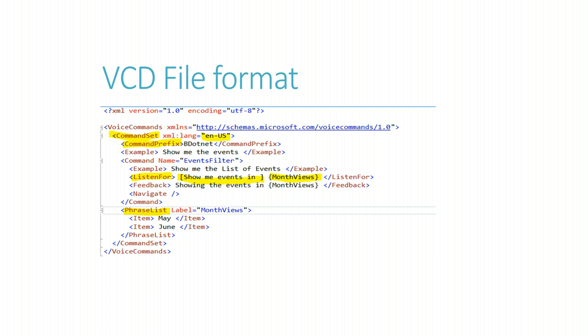The other important tag is the feedback. This tag denotes what the system should say back to the user when the command is recognized. For example, when I speak show BDotnet, show me events in May, then immediately when the command is recognized, I receive a feedback from the Windows Phone saying showing the events in May.